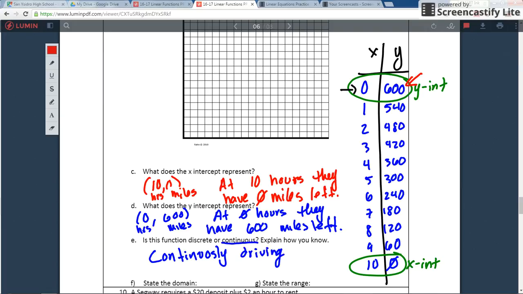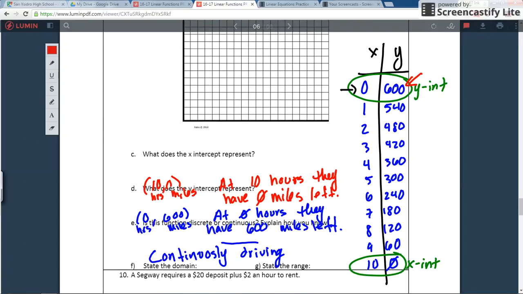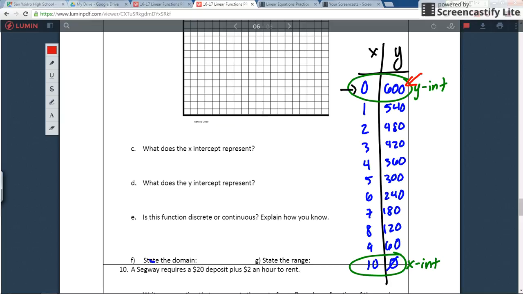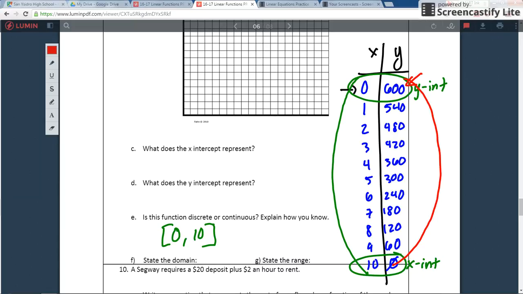All right, state the domain and range. Let me slide this down. You can't see it. I'll have to erase all of this stuff. Domain is all the x's. So let's look at the x's. It goes from 0 to 10. So your domain is going to be 0 to 10. And then the range is all the y's. That goes from 600 down to 0. But you have to put it in least to greatest. So 0 to 600. There you go.